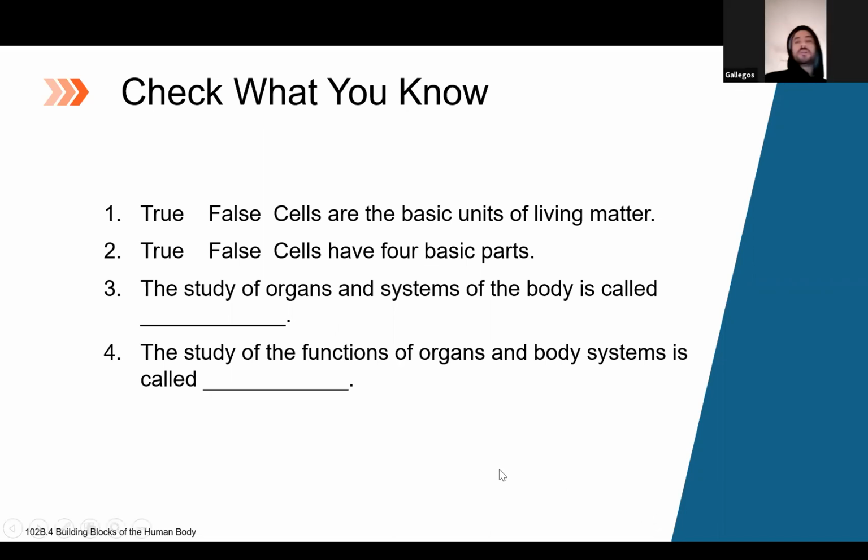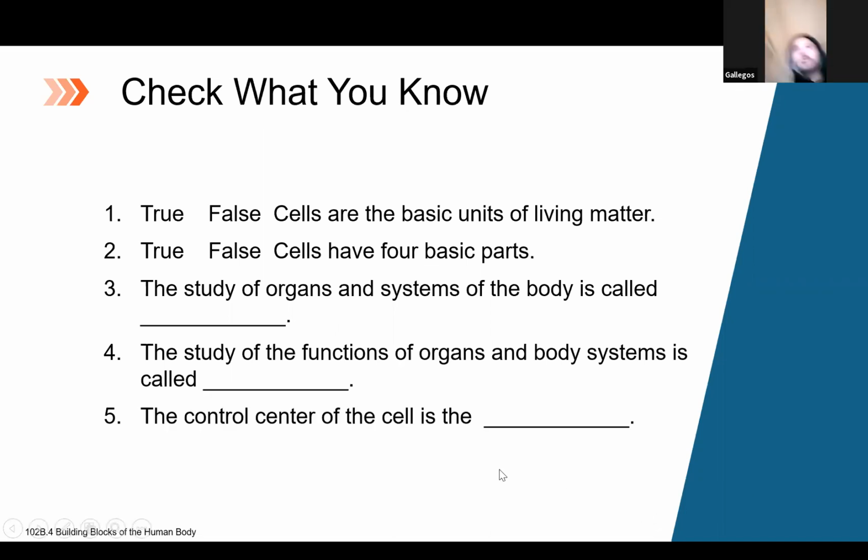Physiology. Control center of the cell. Nucleus.